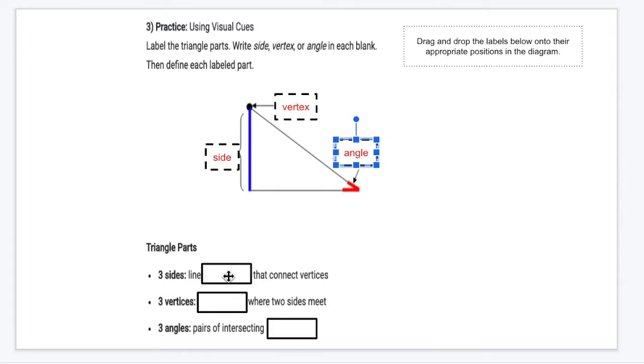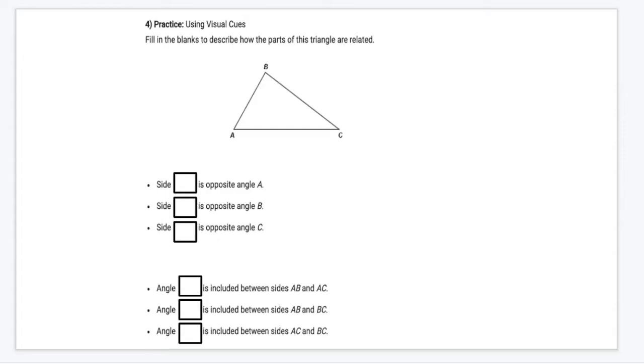So these three sides are line segments, right? Because these sides don't go on forever, and they connect the vertices. The vertices are points, right? So they're points at which these sides meet. And then the three angles are pairs of intersecting sides or segments, right? We know that sides are made up of line segments, so we can use segments instead too. All right, let's move on to question 4.